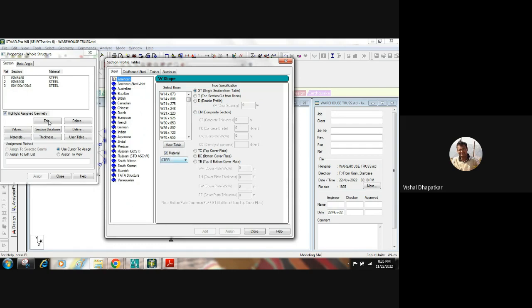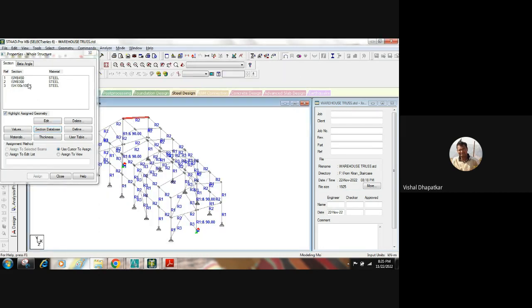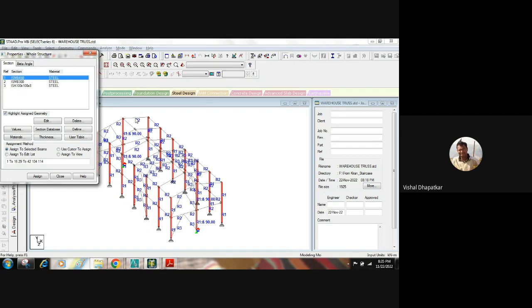We can just add it in our selection category. Once we add it here, it will come here automatically, and then after coming here you can select this section size. First select this beam, select section size, select the beam to which you have to assign, then assign to selected beam.